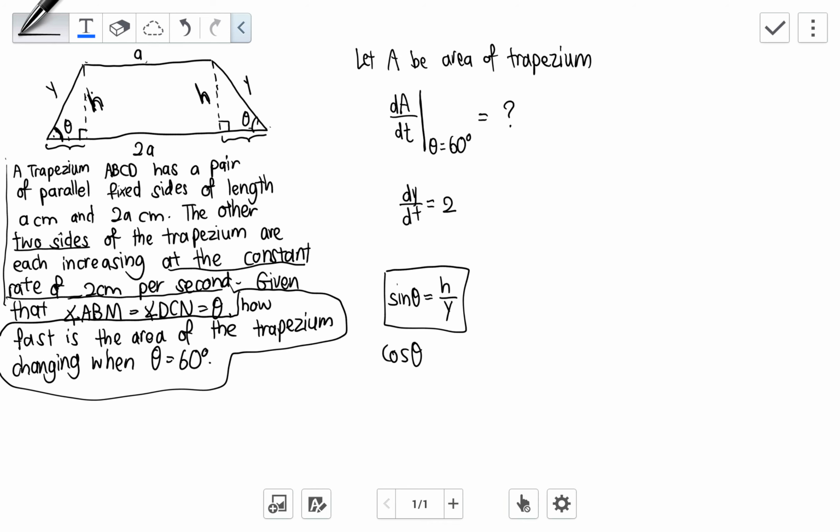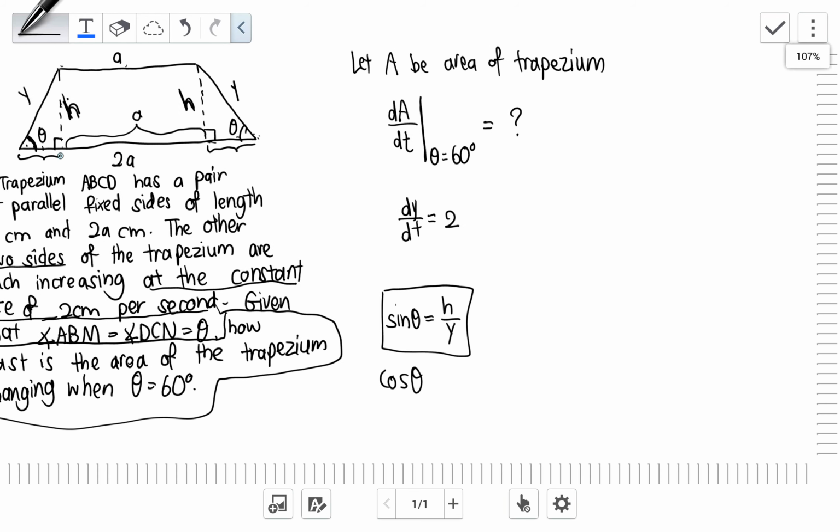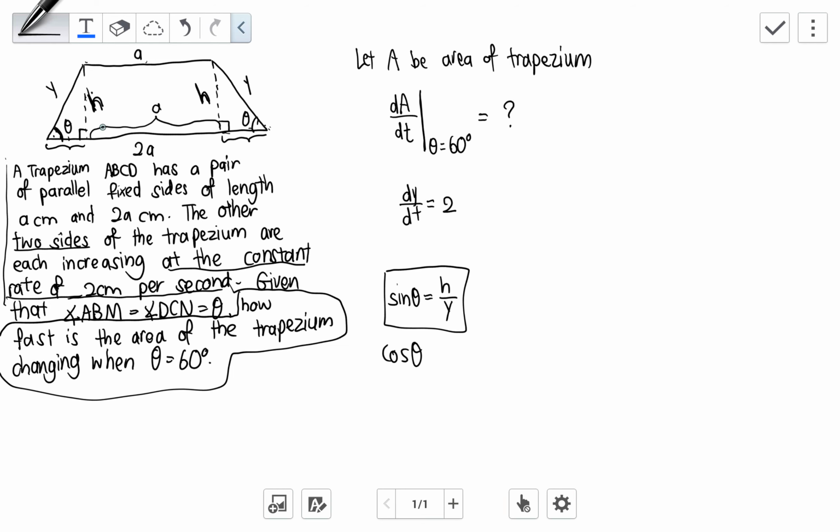So 2a minus a. Since two lengths are parallel, this length is a, this length must be a. So then these two lengths add up must be a as well, because when these two lengths add up, a plus a will give you 2a. Okay, so these two sides add up to a, so each single side is half a. Can you see that? Okay, so each single side is half a.